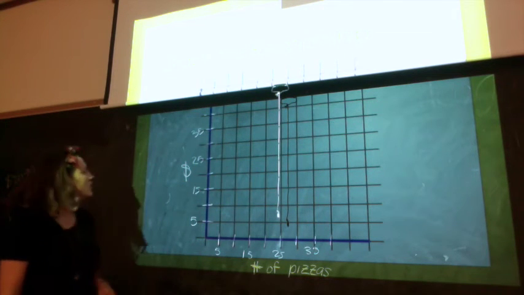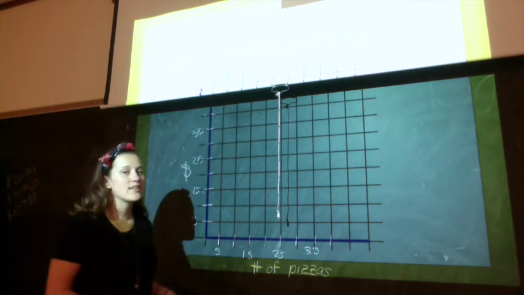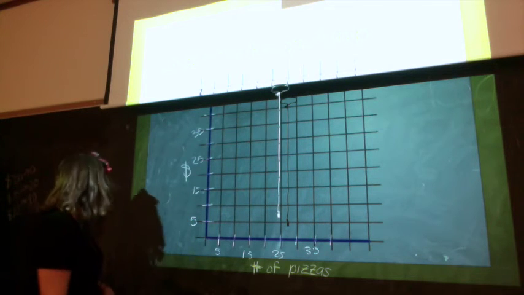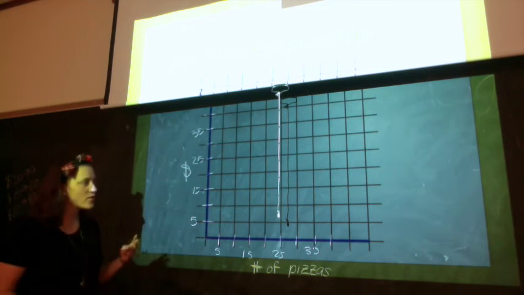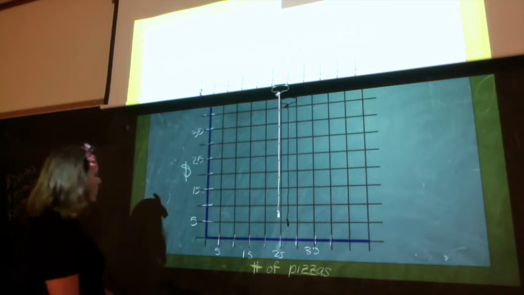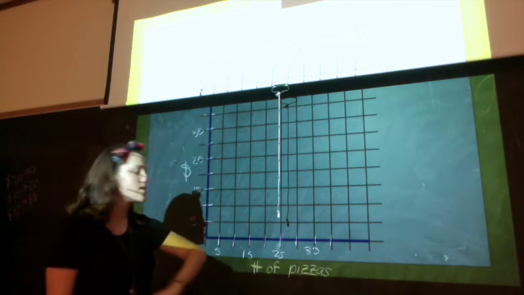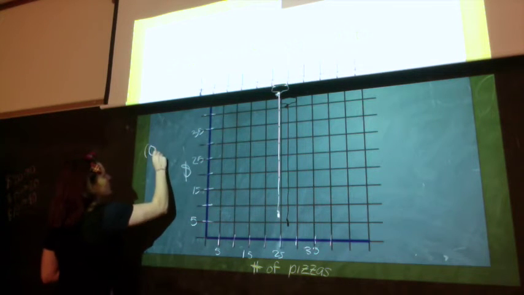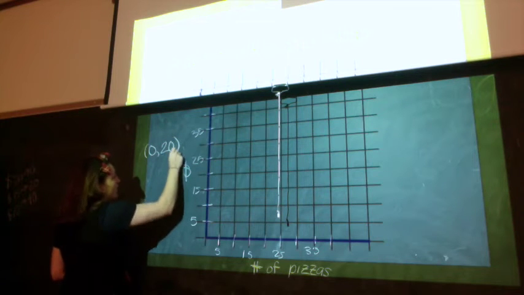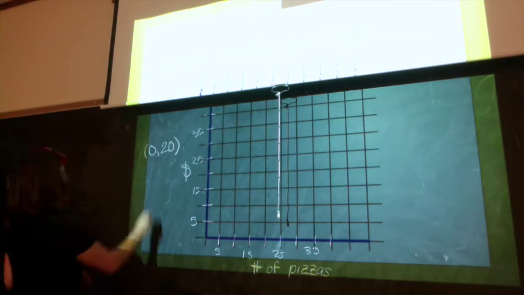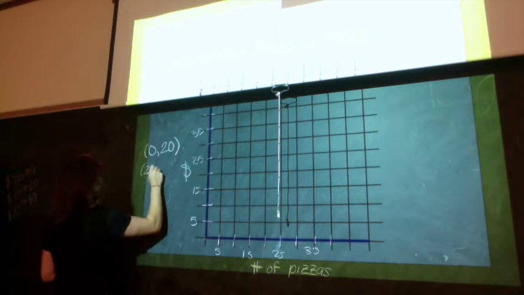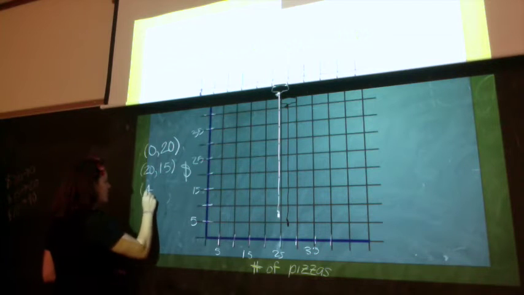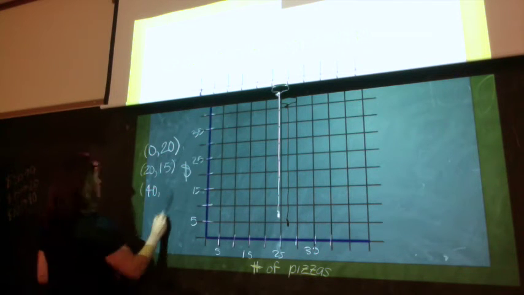All right. So the information that we reported can be turned into different coordinates on your graph. So when we sold pizzas at $20, we made 0 pizzas. So since the x-axis is the number of pizzas, we're going to make that our x-coordinate. So we sold 0 pizzas, and our y value will be 20 because that's the price. We sold 20 pizzas when we sold it for $15 per pizza, and we sold 40 pizzas when we sold them for $10.